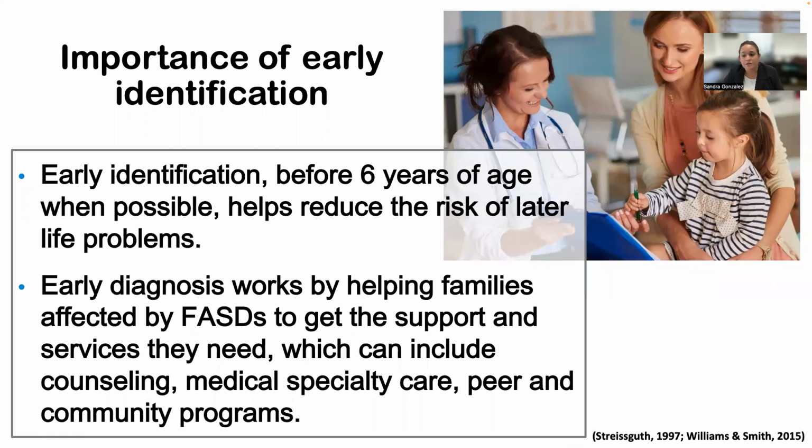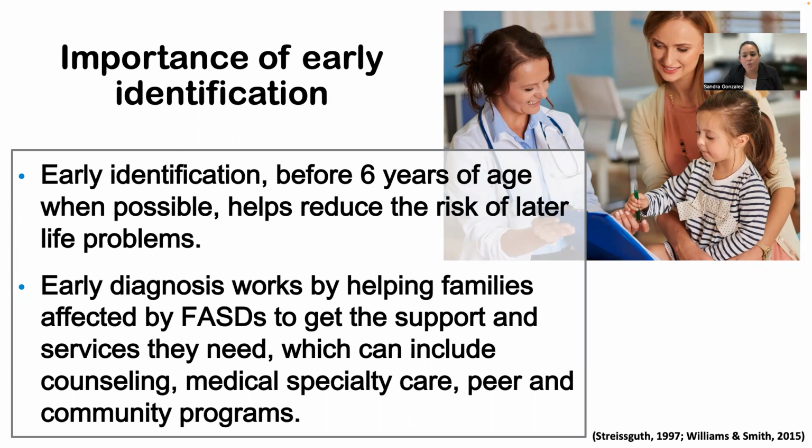Early identification before 6 years of age, when possible, helps reduce the risk of later life problems, such as problems in school, things like dropping out, repeating grades, mental health problems, depression, attention difficulty, inappropriate and/or risky sex behaviors, alcohol and drug use problems, and legal problems, including jail time.